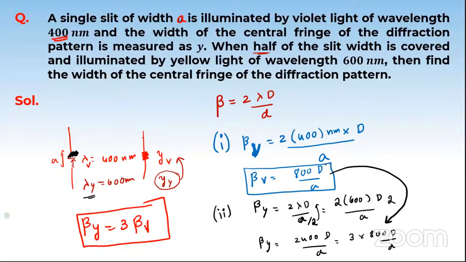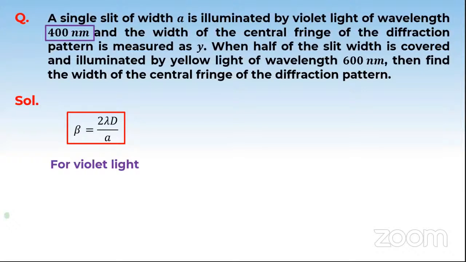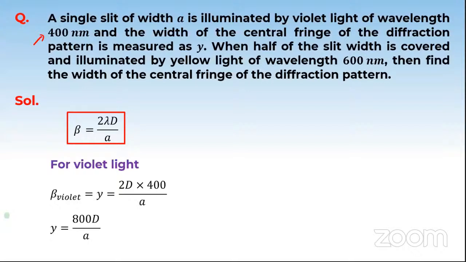Am I clear? Let me do it very quickly again. I'll show step by step. We know that every central fringe width in a diffraction pattern will be 2 lambda D by d. For violet light, 400 nanometer, I'll put lambda equal to 400. So 2 times 400 into D as it is, into A as it is. So I'll get 800 D by A. And the second case, I'm using yellow light.